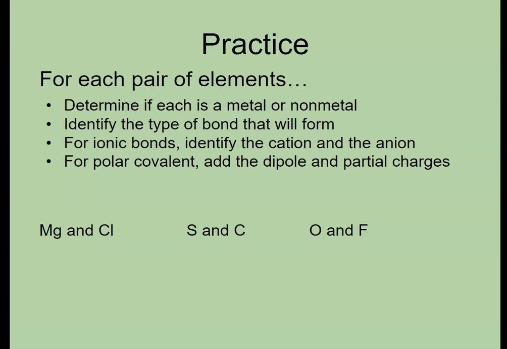So if we practice each of these, this is the culmination of what we want to be able to do. Determine if each is a metal or a nonmetal, then identify the type of bond that will form, right? We just did that in the last slide. Then if it's ionic, we want to determine which one's going to be the cation and which one's going to be the anion. Cation is positive charge, anion is negative charge. If it's covalent, we want to determine if it's polar or nonpolar, and if it's polar, we want to add the dipole and the partial charges.